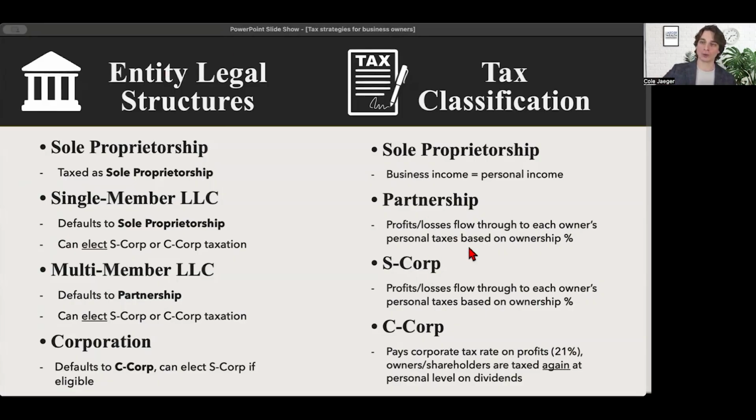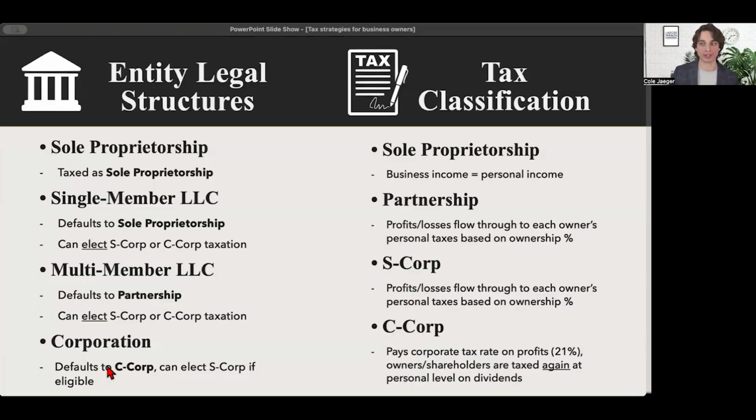Partnerships and S-corps are taxed similarly to sole proprietorships. They are all considered pass-through entities, which means that the business profits and losses pass through to the owners and are taxed at their ordinary income rate. So if you're an LLC, you are by default taxed as a sole proprietorship. If you're a multi-member LLC, you are by default taxed as a partnership. But both LLC types can elect to be taxed as an S Corp or a C Corp, and there may be some advantages to both that we'll get into.